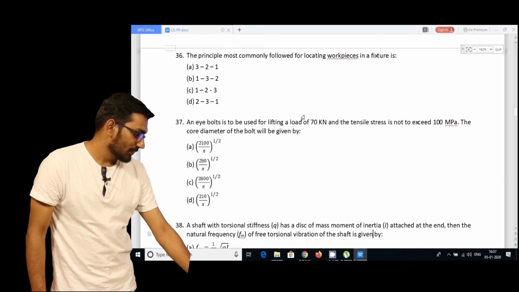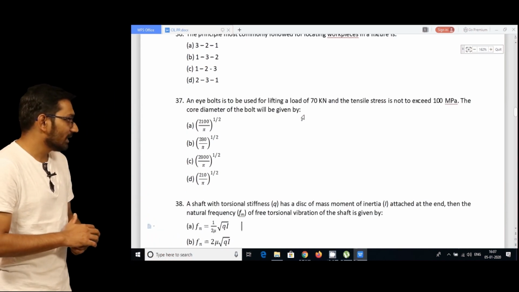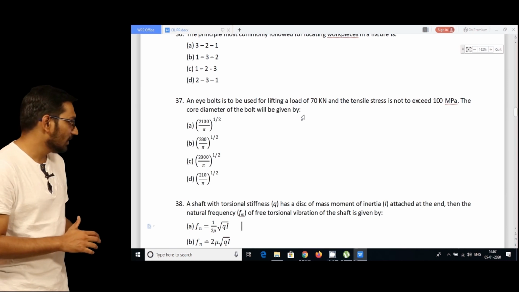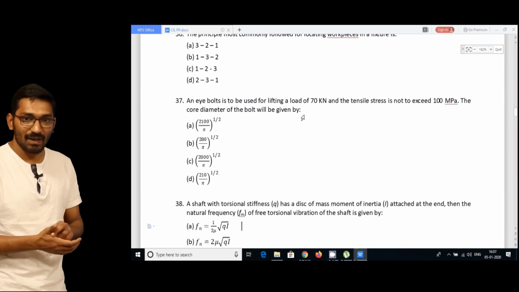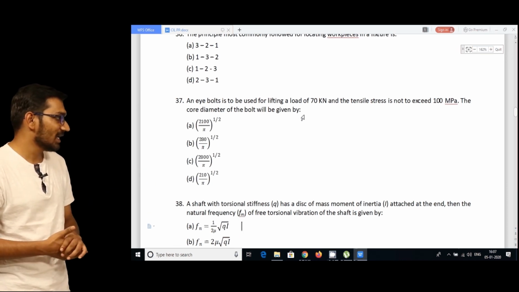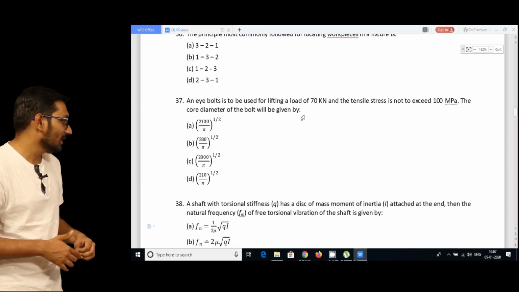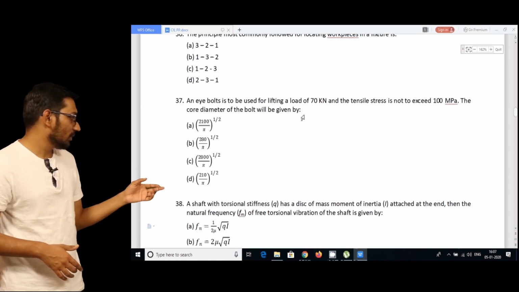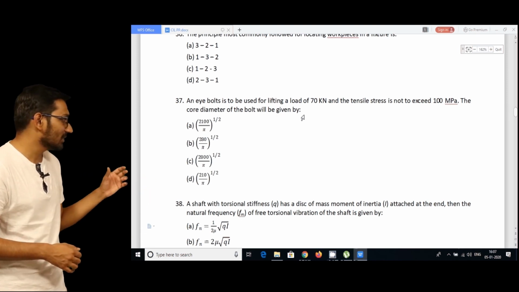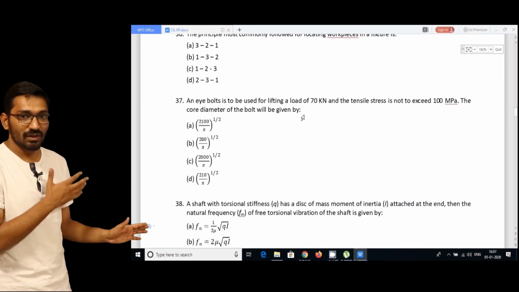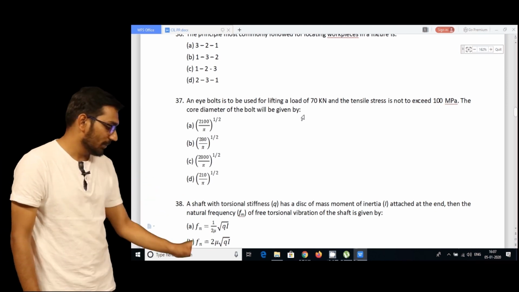This all we know. Next is, an eye bolt is to be used for lifting a load of 70 kilonewton and tensile stress is not to exceed 100 megapascal. That is the maximum limit of tensile stress, given as 100 megapascal. The core diameter of the bolt will be given as the square root of 2800 upon pi. This is a direct formula based question on the eye bolt. You can directly solve it by putting the values in the formula.